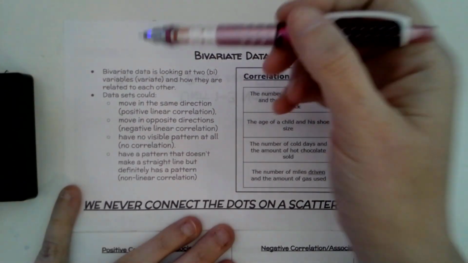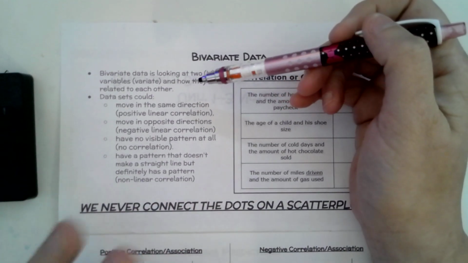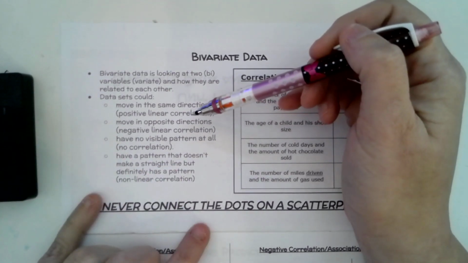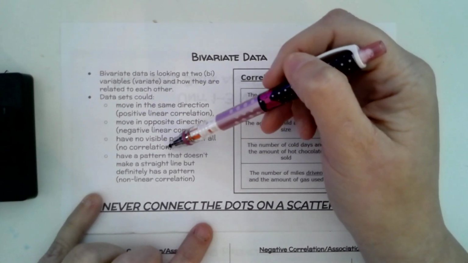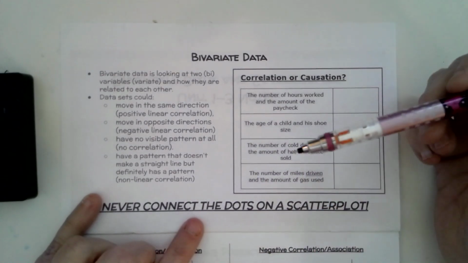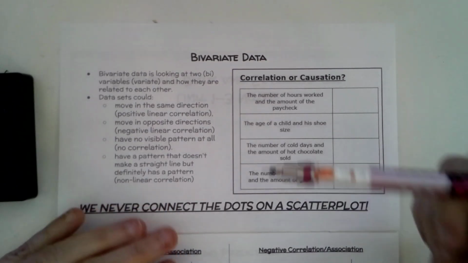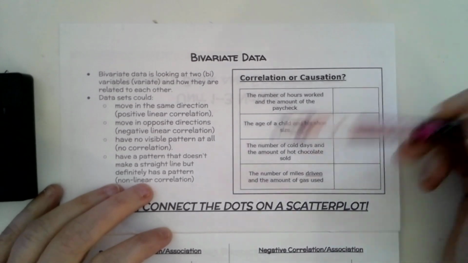Again, bivariate data is when we look at two variables and how they relate to each other. We have four possible relationships. We have a positive linear, we have a negative linear, we have no correlation, and a nonlinear correlation. In a second, we're going to talk about what that looks like. Now, that stuff is kind of 7th grade stuff, but it's 8th grade stuff, but you learned it in 7th grade. Sorry, but you have to understand it in order to be able to do the algebra stuff. This is 100% algebra stuff.